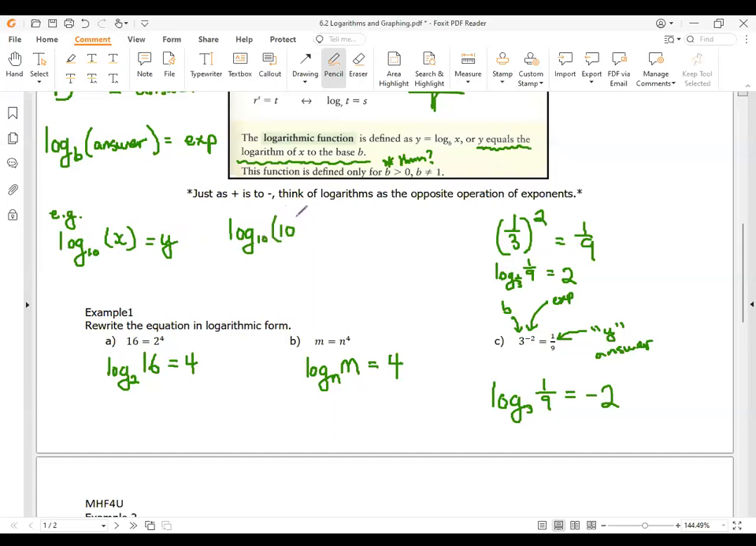and the answer was 10, what was my exponent? 1. Why? Think backwards. That means you're saying 10 to the power of 1 equals 10. If I have log at base 10, and the answer is 100, what was my exponent? 2. What you're saying here is 10 to the power of 2 gave me an answer of 100.